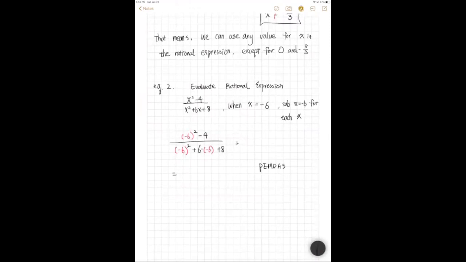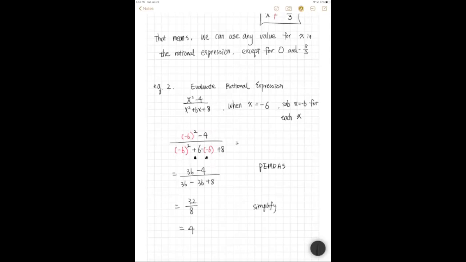Parentheses, and then exponents, multiplication, division, and then addition, subtraction, right? We follow that order. So exponent first: negative 6 squared is 36. Then 36 minus 4, you have a plus times a negative, then you have a minus, plus 8. So this equals 32 over 8. You simplify it, you will have 4.